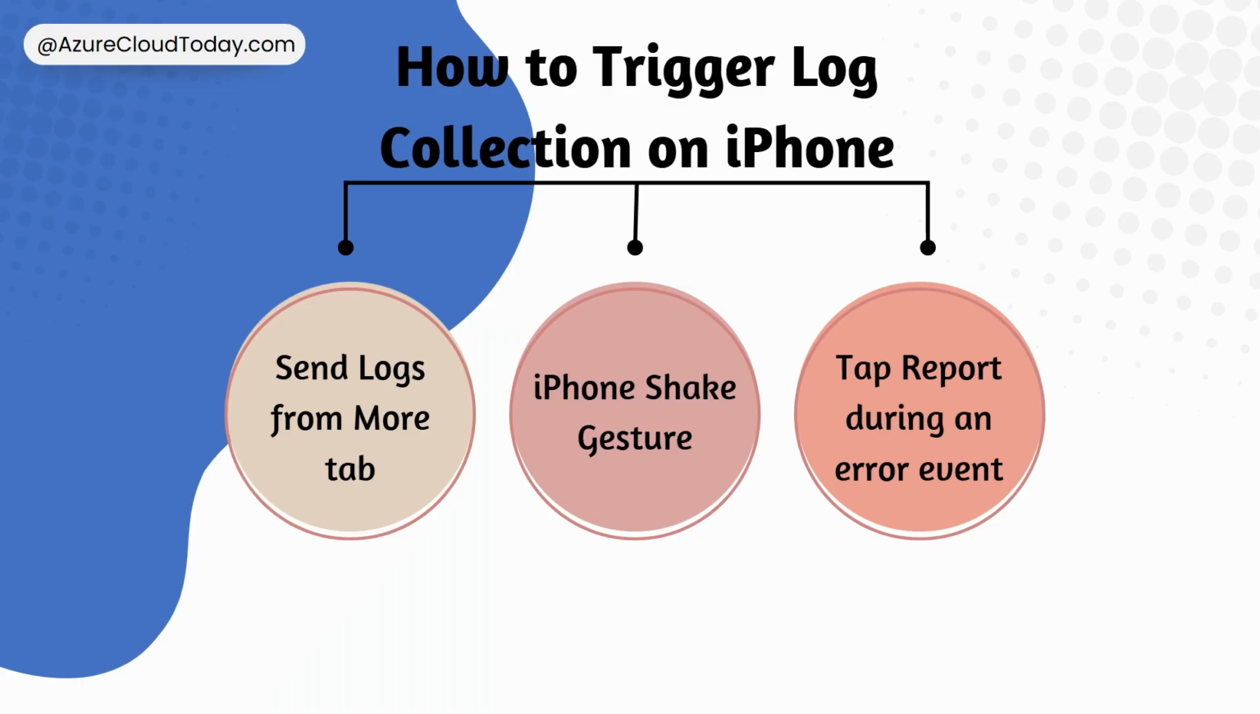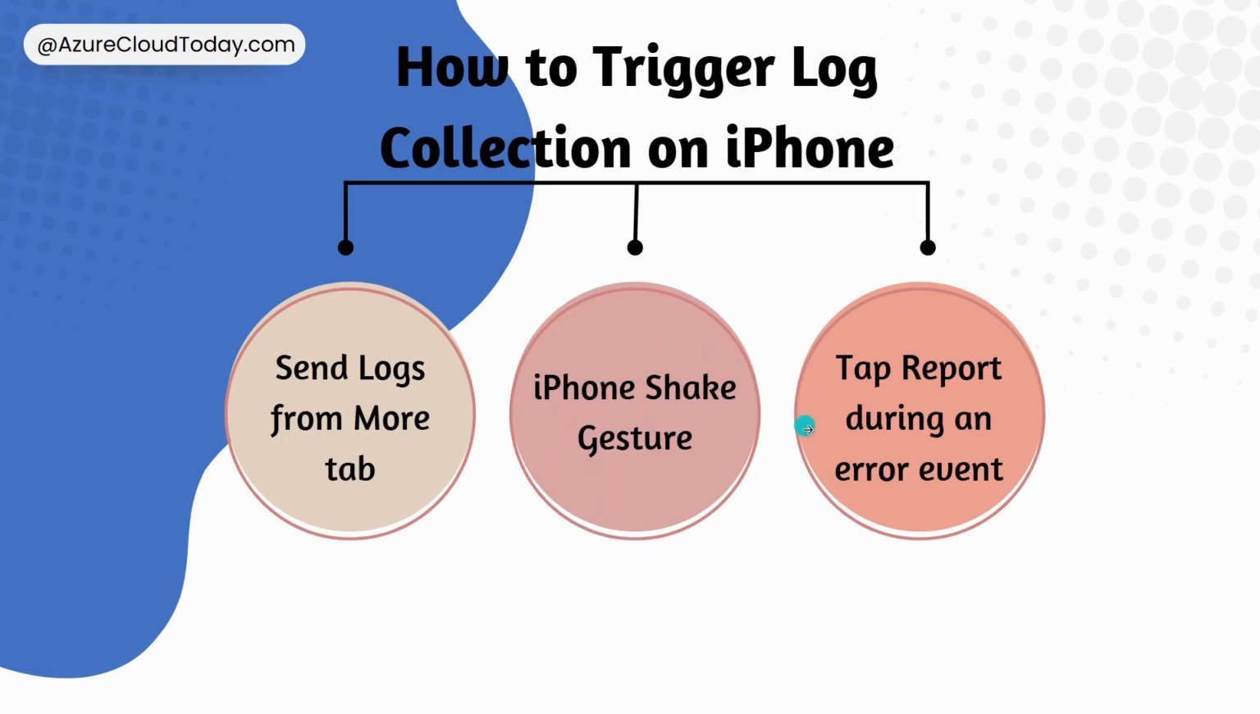There are three different ways through which a user can trigger a log collection on their iPhone from the Company Portal app, and they all do the same job in the end, which is to upload logs to Microsoft Intune servers and then generate an incident ID. The first method is by clicking on Send Logs, which is inside the Company Portal app on your iPhone. Here, you can reproduce the issue, and once it is reproduced, just go to the More tab and click on Send Logs. Method 2 is via the Shake gesture feature of your iPhone.